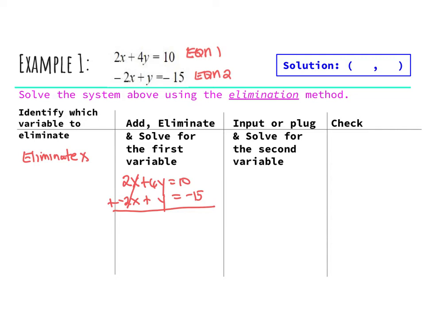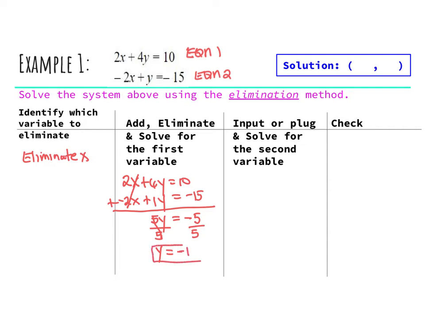The y in equation 2 does not have a coefficient in front of it, but the convention is that when we don't see a coefficient, it is actually 1, so I'll put the 1 here. So 4y plus 1y gives us 5y. And then 10 plus -15 gives us -5. Dividing both sides of the equation by 5, the 5's cancel on the left, and we're left with y equals -5 divided by 5, which is -1.